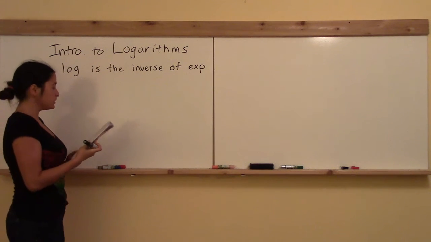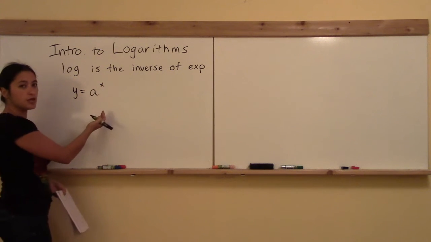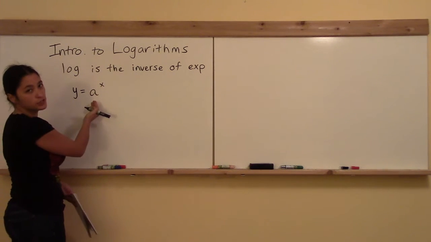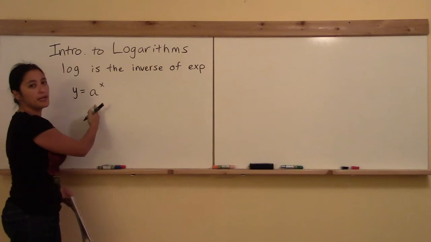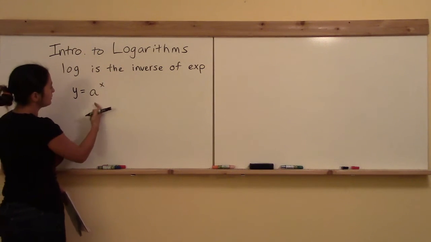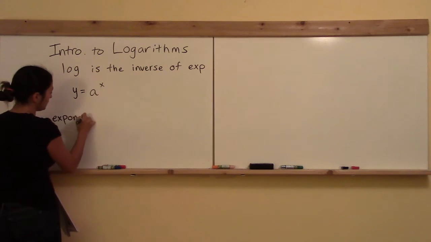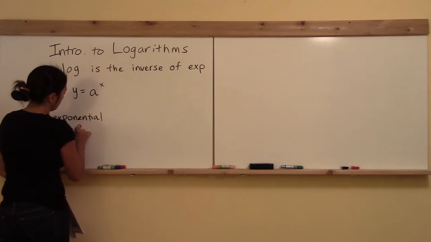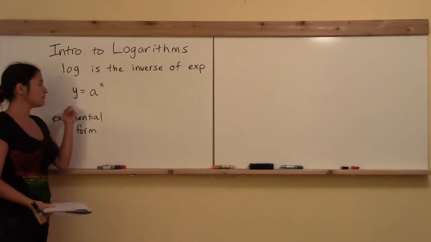So, as we just saw in the last video, the exponential form is y is equal to a to the x, where a is just a number, it's greater than 0, not equal to 1, and that's the base. So y is equal to some base value to the x power, and that's what we're going to call the exponential form.